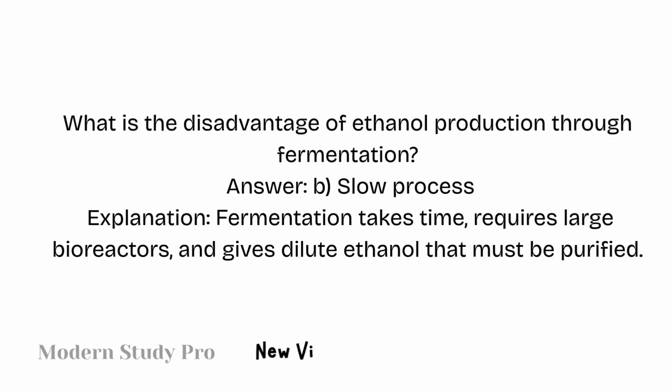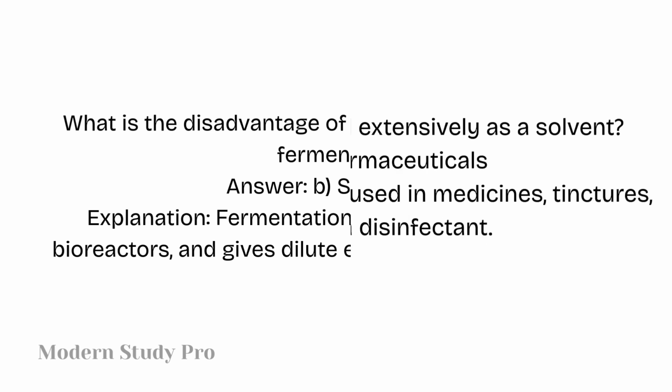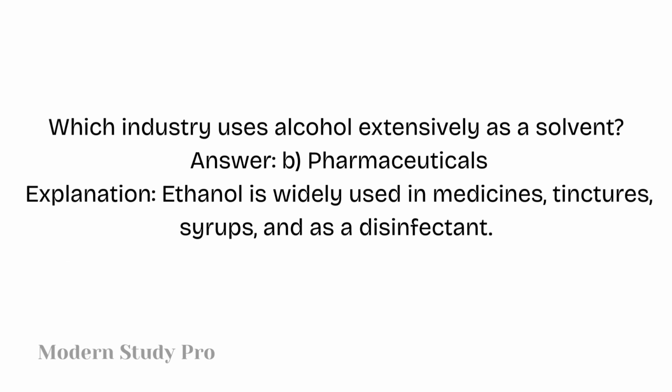9. What is the disadvantage of ethanol production through fermentation? Answer: B. Slow process. Explanation: fermentation takes time, requires large bioreactors, and gives dilute ethanol that must be purified. 10. Which industry uses alcohol extensively as a solvent? Answer: B. Pharmaceuticals. Explanation: ethanol is widely used in medicines, tinctures, syrups, and as a disinfectant.